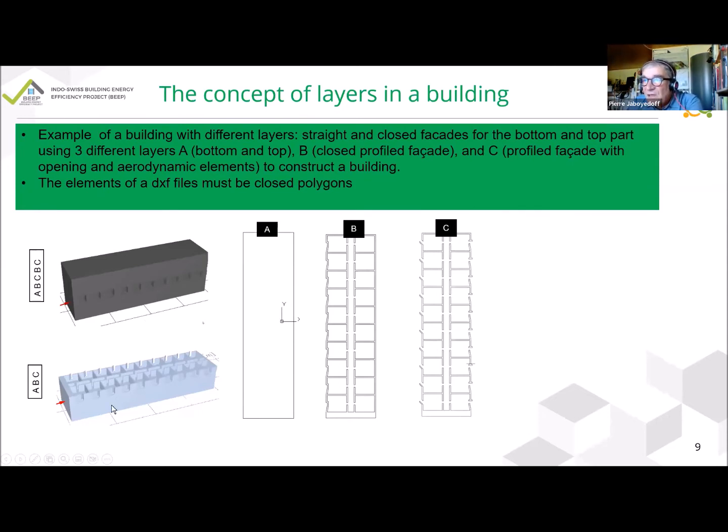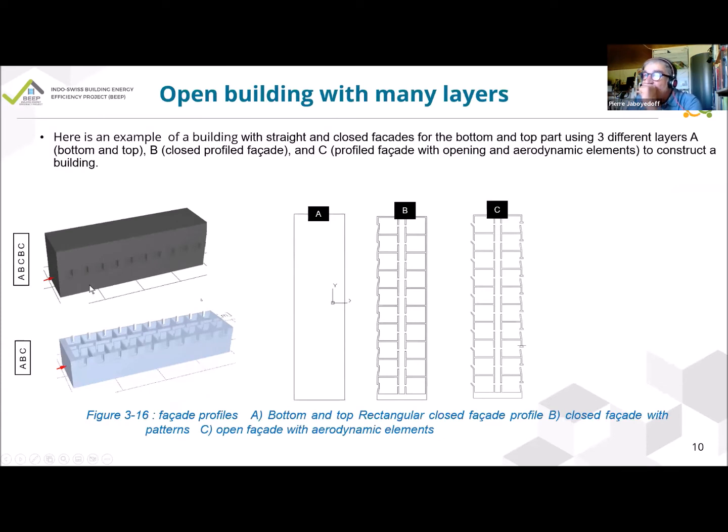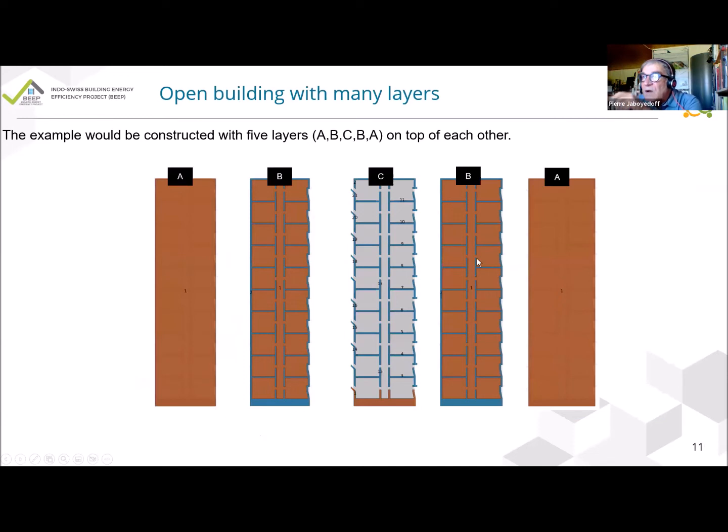So here you see, the idea is you enter this, then you import this as well and this as well. And then after you will add on. So you have a bottom, top, then you have the closed part, the B, of the facade with the design. And then you have the in-between where you have the openings. And so now you have these five layers. I will not spend too much time because this is explained in the manual also quite a bit.